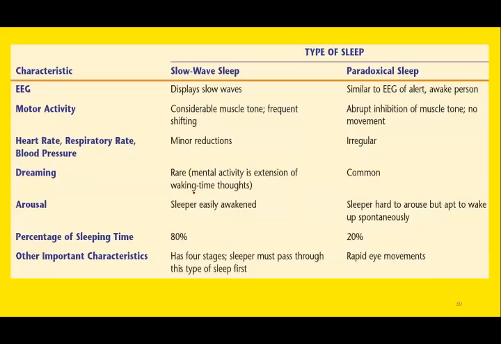So what are the differences between the two types of sleep? Slow wave sleep and paradoxical sleep, where paradoxical sleep is the REM sleep. Remember, these are synonyms of each other: REM sleep, rapid eye movement sleep, or paradoxical sleep. All are the same. So REM sleep is paradoxical sleep, and non-REM sleep is non-rapid eye movement sleep or slow wave sleep. This is the comparison between the two major types of sleep, REM sleep and non-REM sleep.